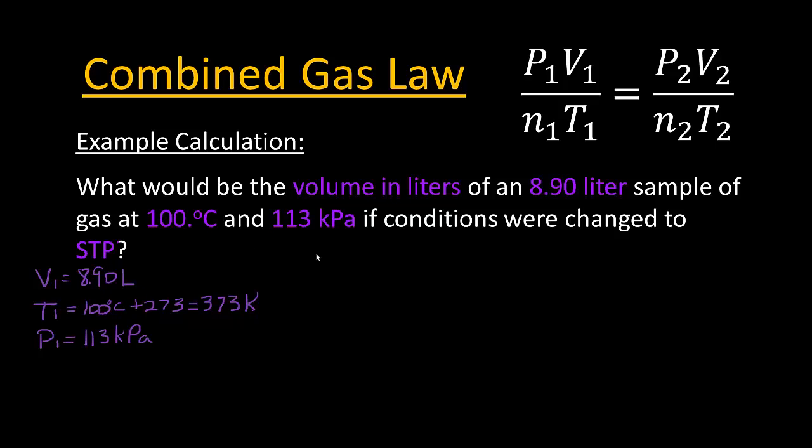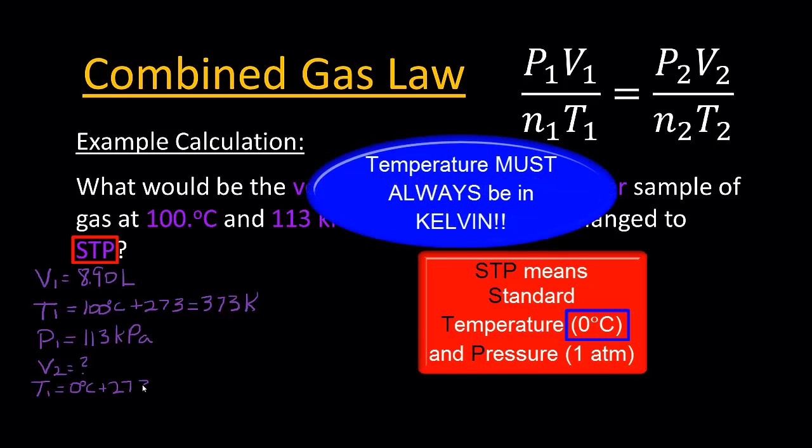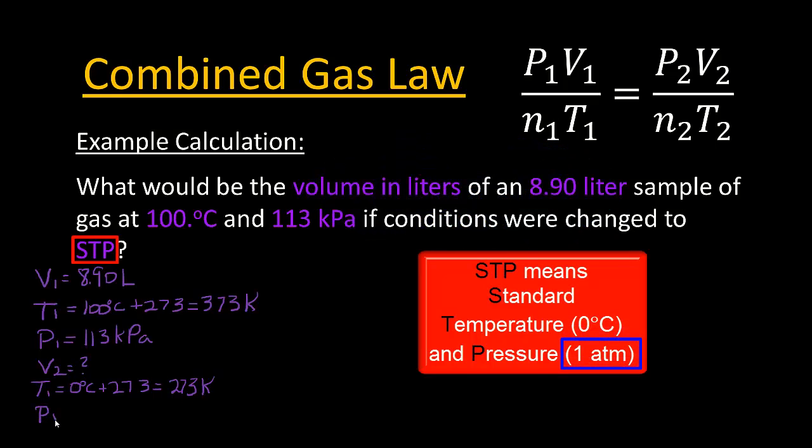All right, now it says that the conditions were changed to STP, standard temperature and pressure, and we are looking for volume. So our final volume is what we're looking for, so that's a question mark. Our final temperature is 0 degrees C, so we're going to go ahead and convert that to Kelvin, which is 273 Kelvin. And our final pressure is 1 atmosphere.